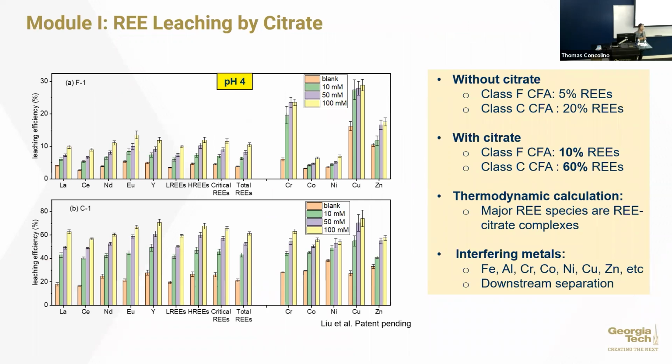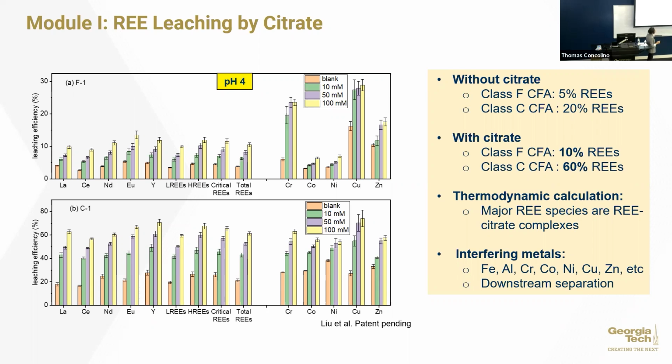So what we came up with, we started testing with citrate. And we worked at pH 4 and pH 7, so staying in a kind of neutral pH range because we don't want to produce very acidic wastes. You can see without citrate, class C and class F extraction at pH 4 is about 5 to 20%, and citrate really enhances it to about 10 to 60%. Class F is not really behaving very well here.